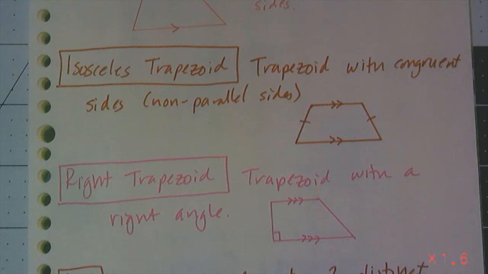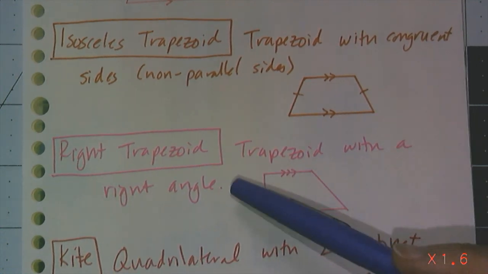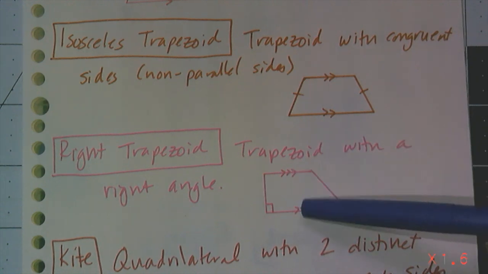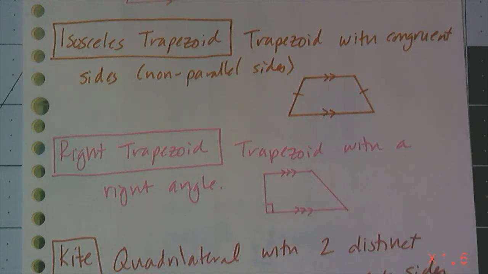And the final kind of trapezoid is the right trapezoid, and that is a trapezoid with a right angle. So I see the set of parallel sides and I see the right angle marking. Therefore, this is a right trapezoid.